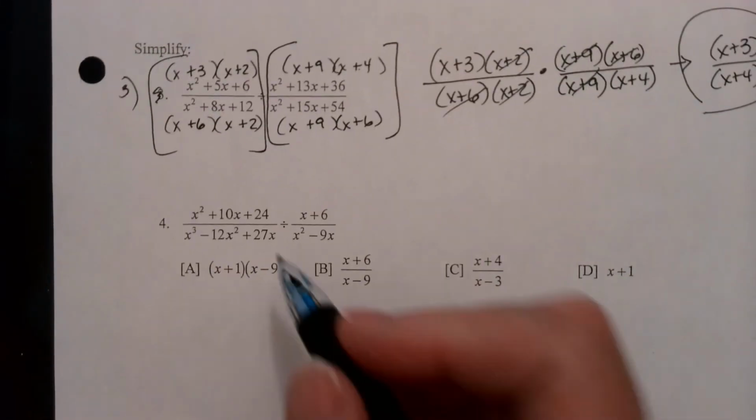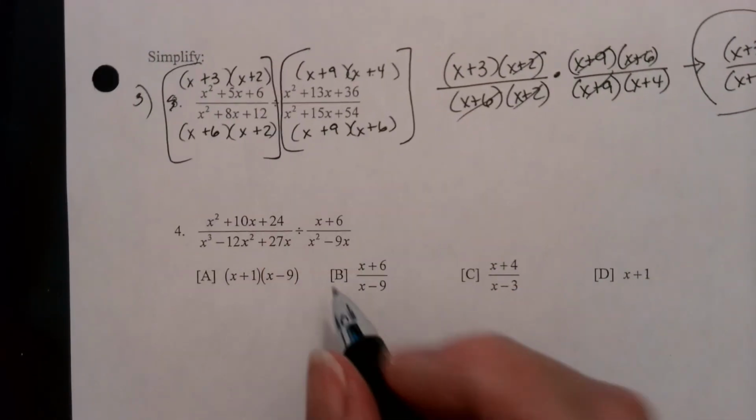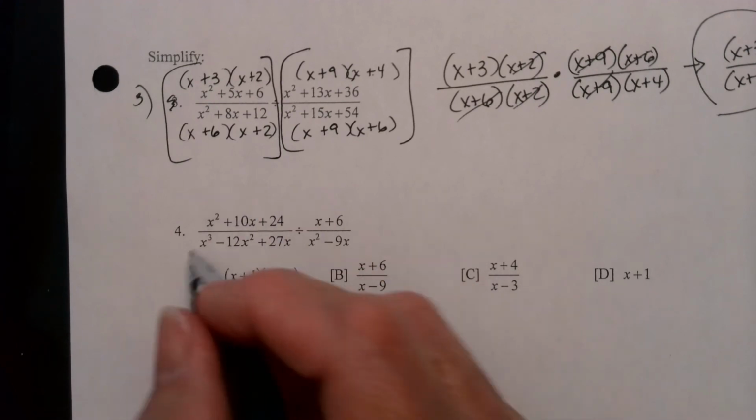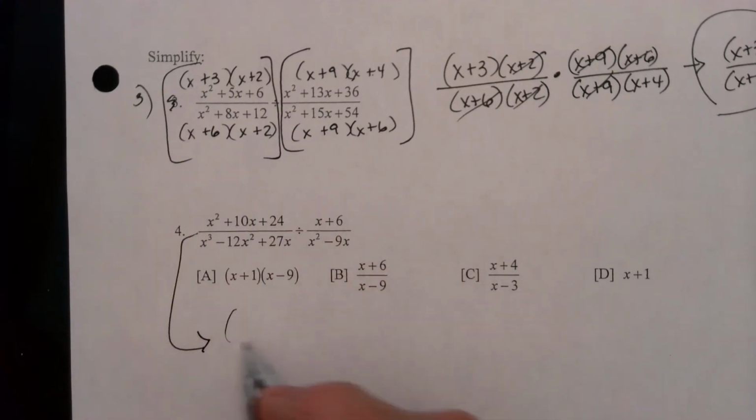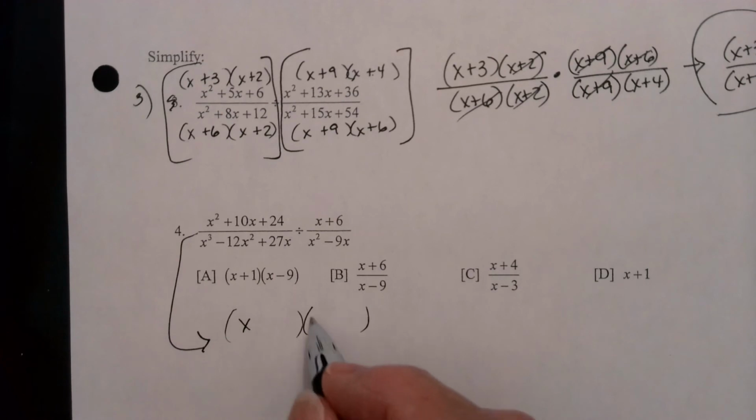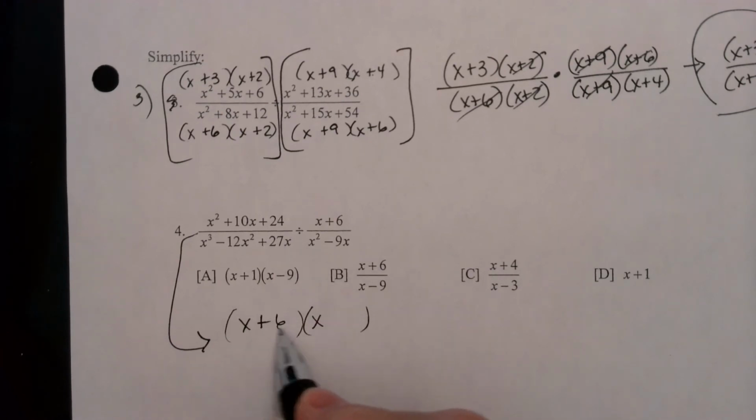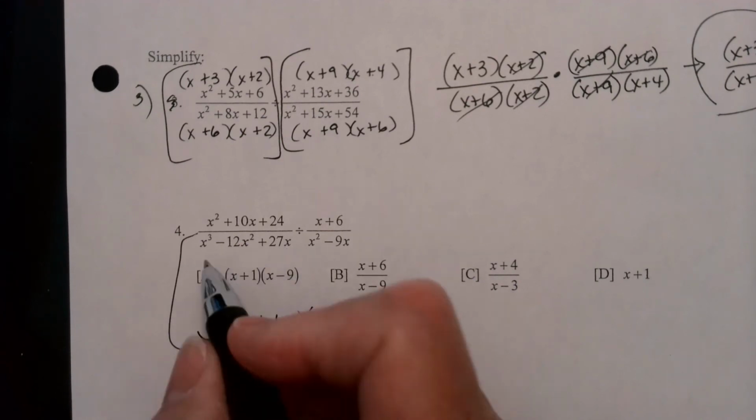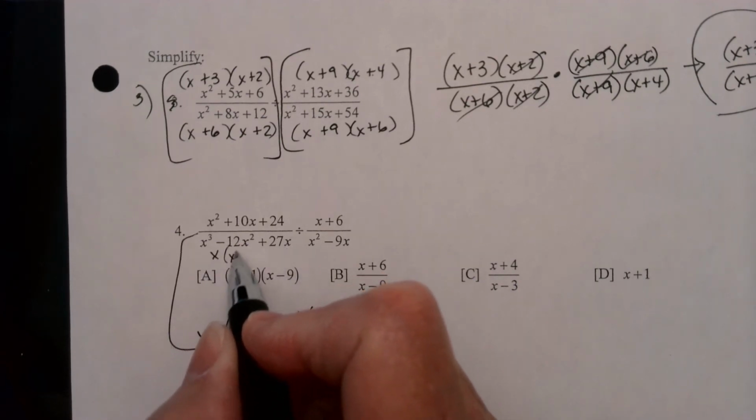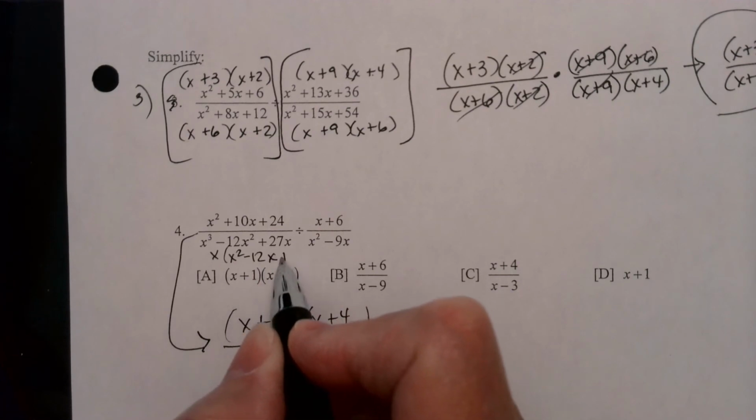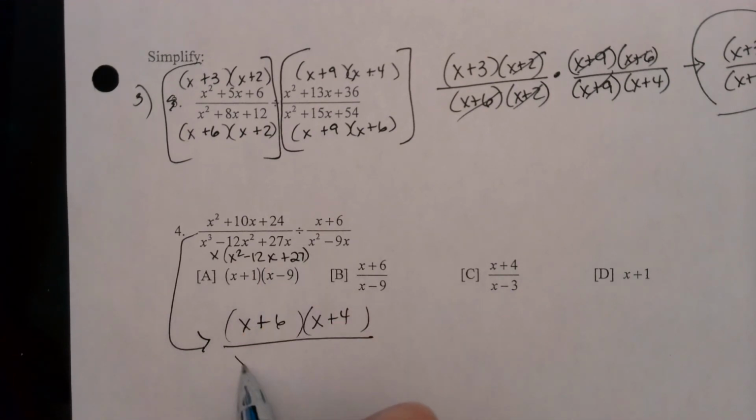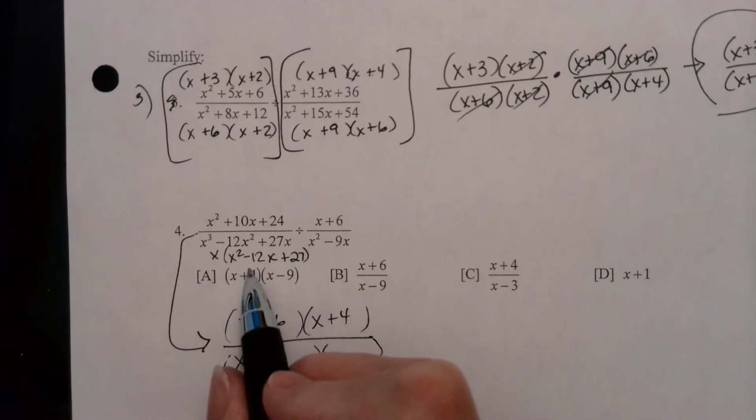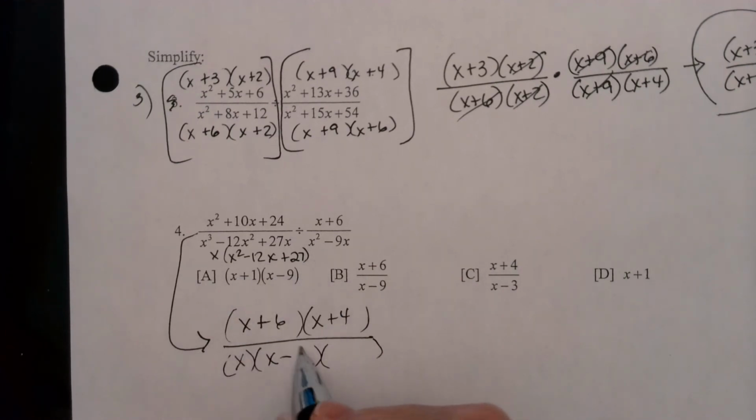Okay, let's see what we got going on here. This one's a little bit different. This first part starts off just the same. I've got x and x, and I'm going to use 6 and 4. On the bottom, though, I have a common factor. So let's go ahead and factor it out. Then I'm going to do my trinomial factoring looking at this one. So it's going to be x minus 9 and x minus 3.